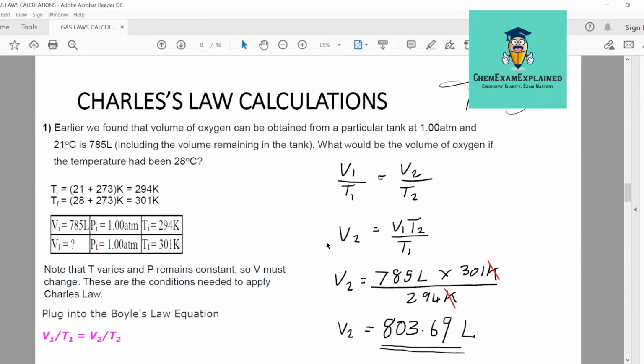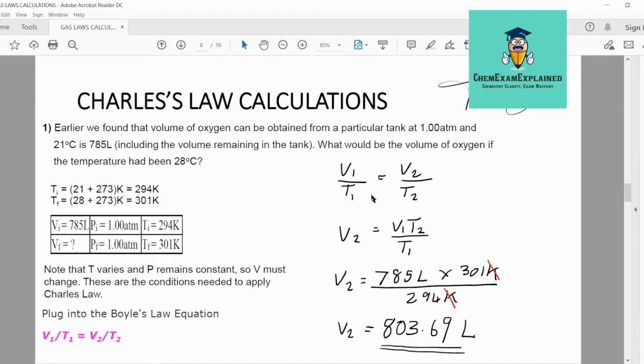In looking at the calculations involving Charles' law, if you read the question, earlier we found that volume of oxygen can be obtained from a particular tank at 1 atmosphere and a temperature of 21 degrees Celsius. You have the volume of the container, which is 785 liters. What would be the volume of oxygen if the temperature had been 28 degrees Celsius? So you see, in this case, we want to find the volume if the temperature had been 28 degrees Celsius.